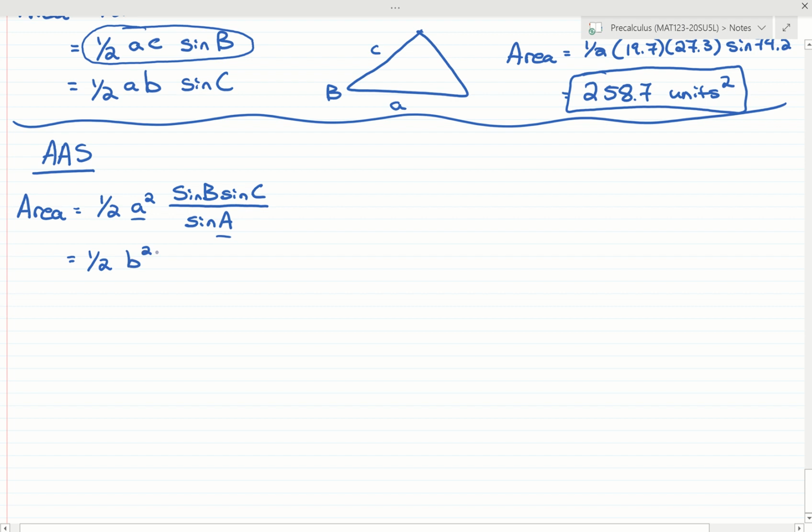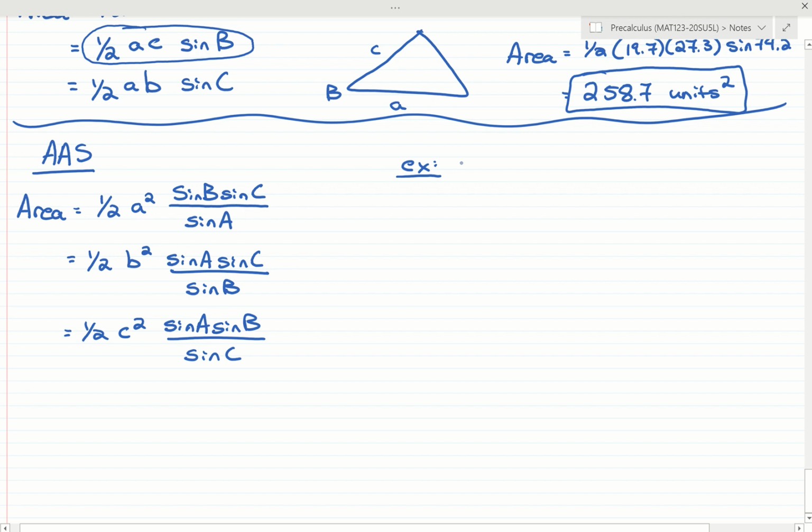1/2 of b squared times sine of a times the sine of c all over the sine of b. And our third formula would be 1/2 of c squared times the sine of a times the sine of b all over the sine of c. So you're picking your formula based on what side you're given.